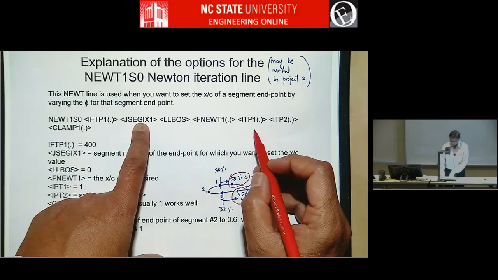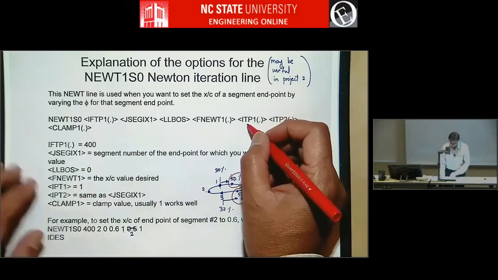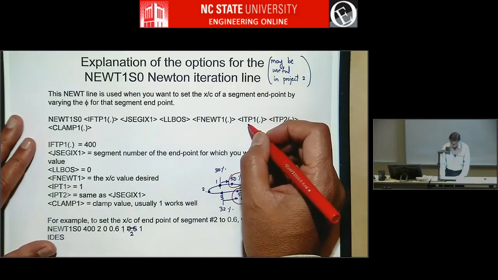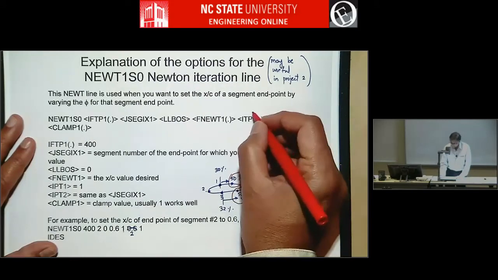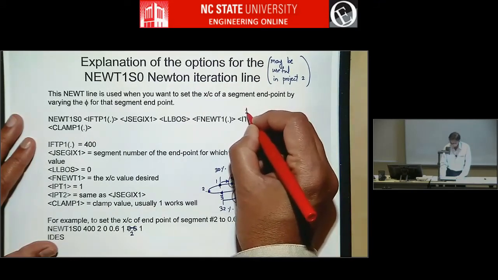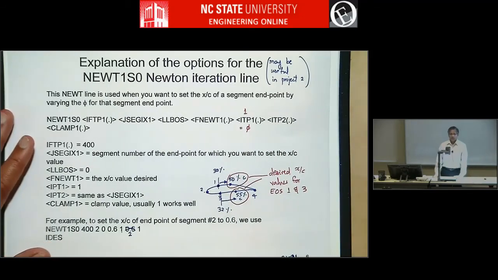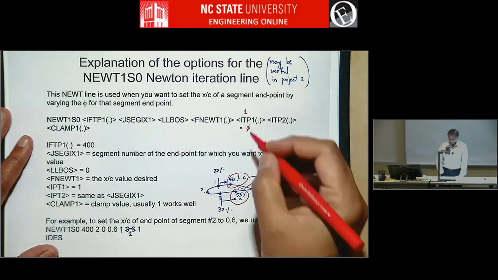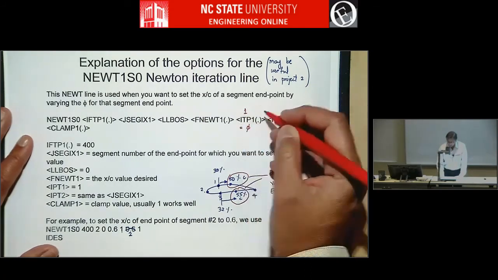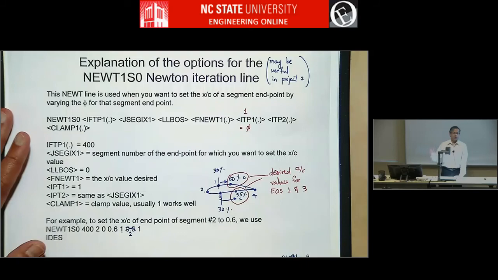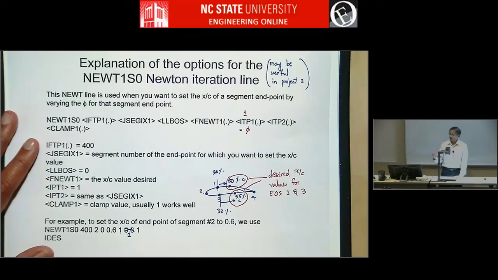And that will be, so this ITP will be 1. 1 means this means I'm going to adjust phi. Like I think 4 means alpha star and something like that, right? So 1 in ITP 1 tells Profile, oh, this guy wants to move phi. And then it doesn't know which phi.